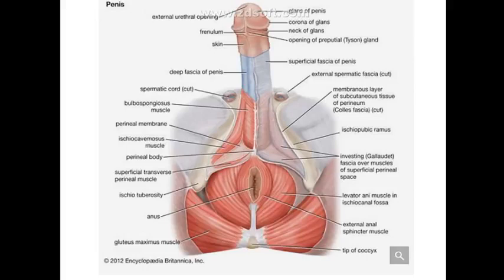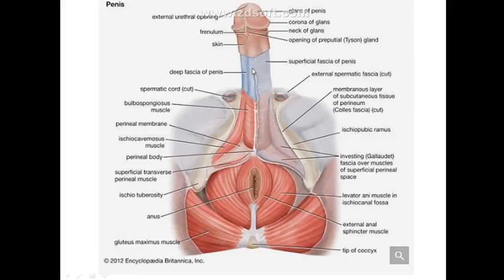Regarding the coverings of the body or free part of the penis, it is covered with skin. The skin is thin and is loosely attached to the fascia of the penis. The fascia of the penis is the superficial fascia, which is a thin, loose fascia, and the superficial fascia does not contain any fat.